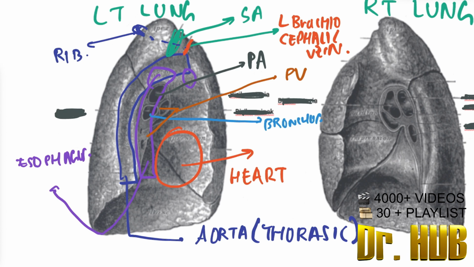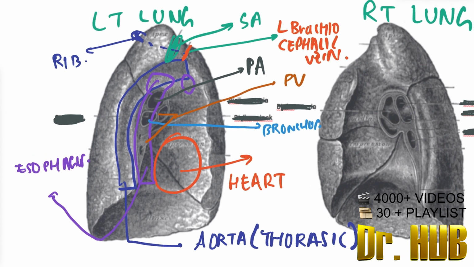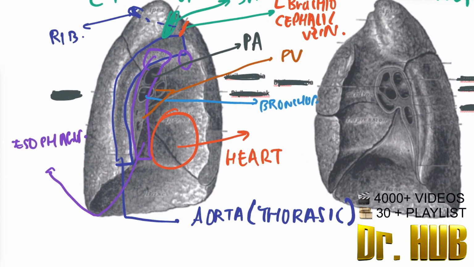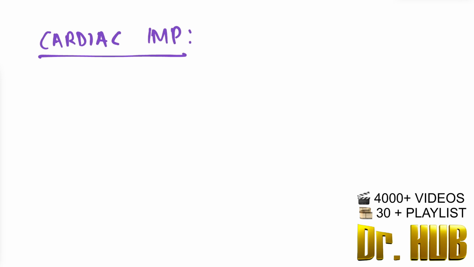Now let's look at some important points regarding the left lung. As we discussed, in the left lung there is a cardiac impression. This cardiac impression is for the left ventricle, for the auricle, and also the RV, that is the right ventricle.